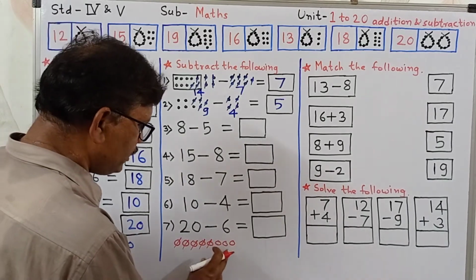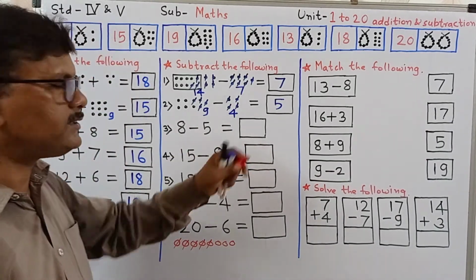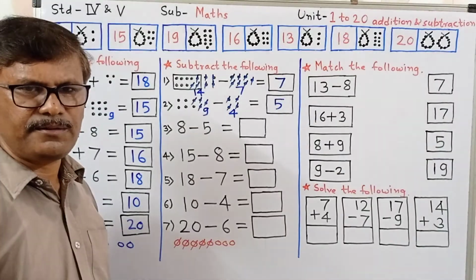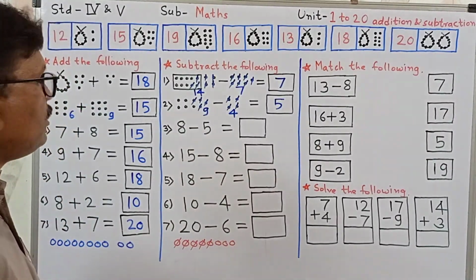How many remains? 1, 2, 3. So the answer is 3. But it is for first standard, not for third, fourth, fifth standard.